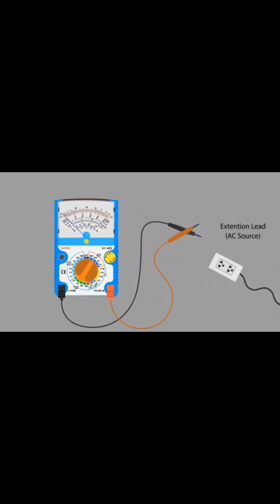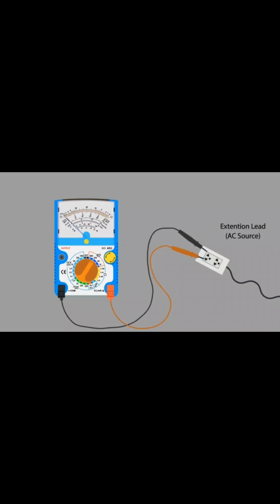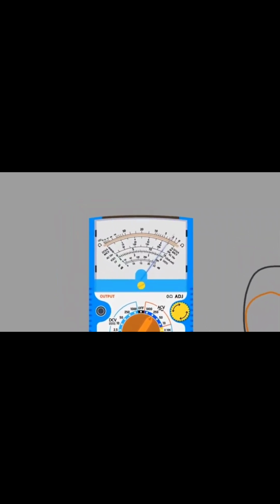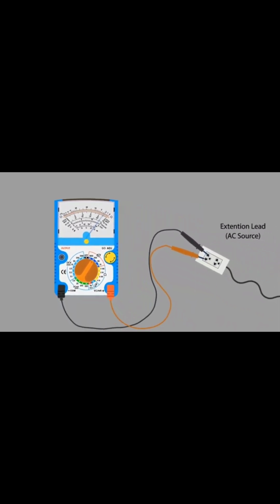Take an AC power source in order to measure AC voltage. Put the probes into the extension lead connection. We need to read the 250 scale because we have selected the 250 volts measuring range. The multimeter is showing about 225 volts. This is how we can measure AC voltage.